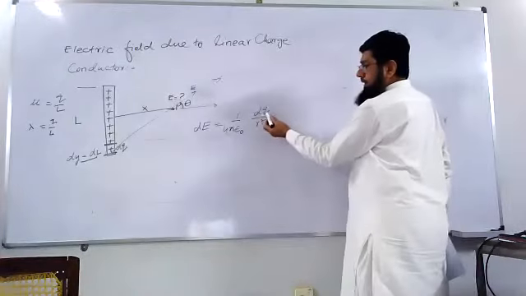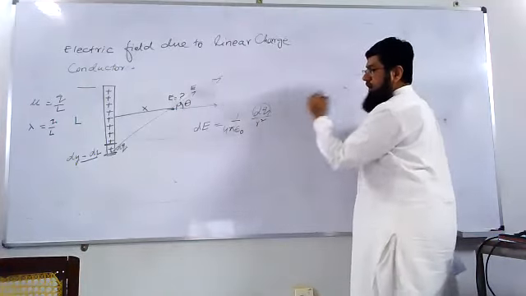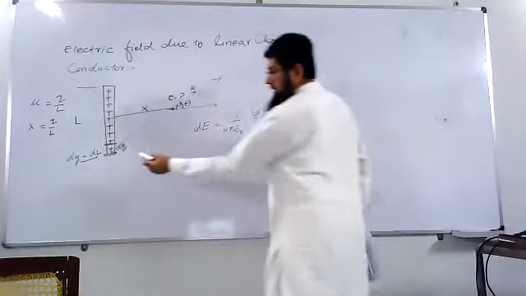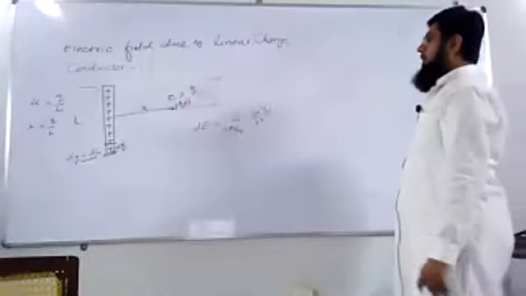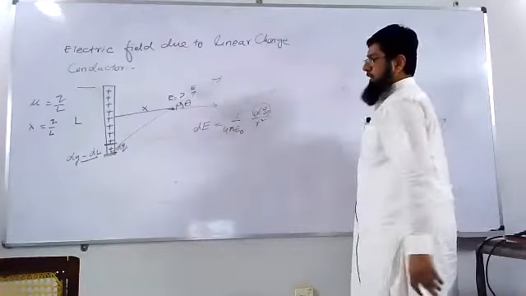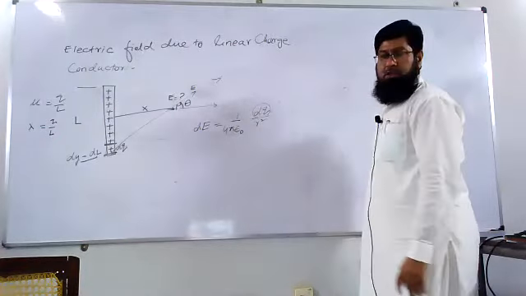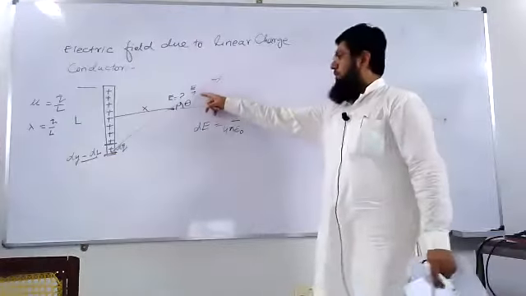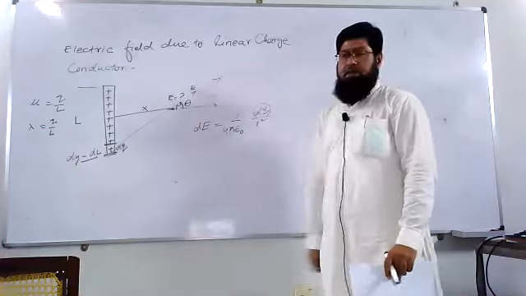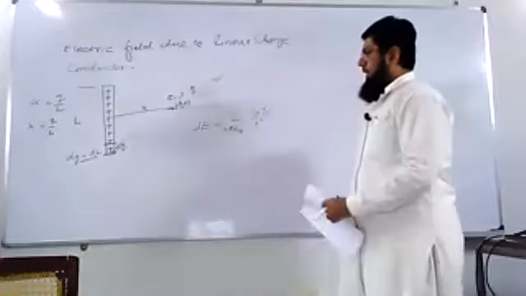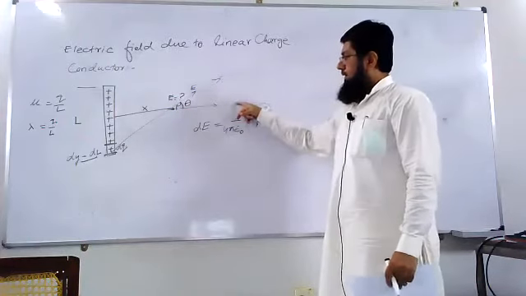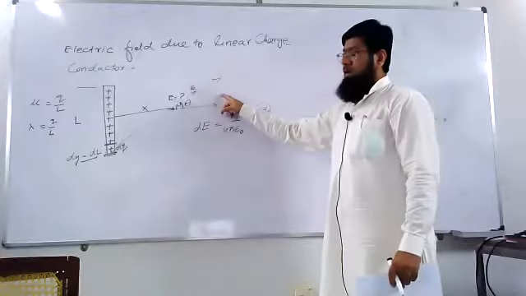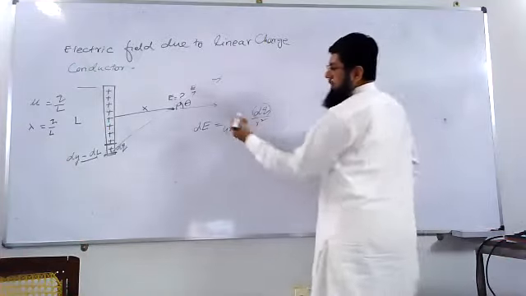Here dq is the amount of charge within this small element dl. Now we have to see what the direction of the electric field is. The electric field is a vector quantity, and whenever we have a vector, it has two components: one along the x axis and the other along the y axis. So here it has two components.